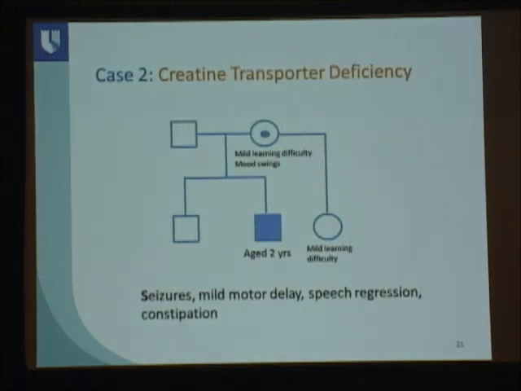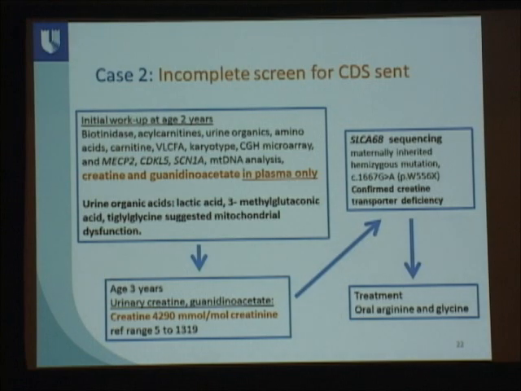This is the second case, and it's a creatine transporter patient with a significant family history of mild learning difficulties in the mother. He had the classic presentation for a creatine transporter, and this is what his testing looked like, of various mix of metabolic and genetic testing. Guanidinoacetate and creatine, giving credit to the physician, they did send this testing, but they weren't aware that plasma only would not detect the transporter. And additionally, we saw abnormalities in the urine organic acid that suggested mitochondrial dysfunction.